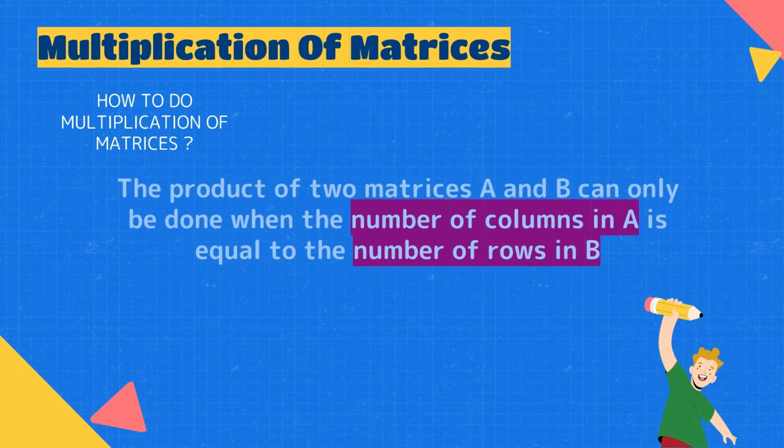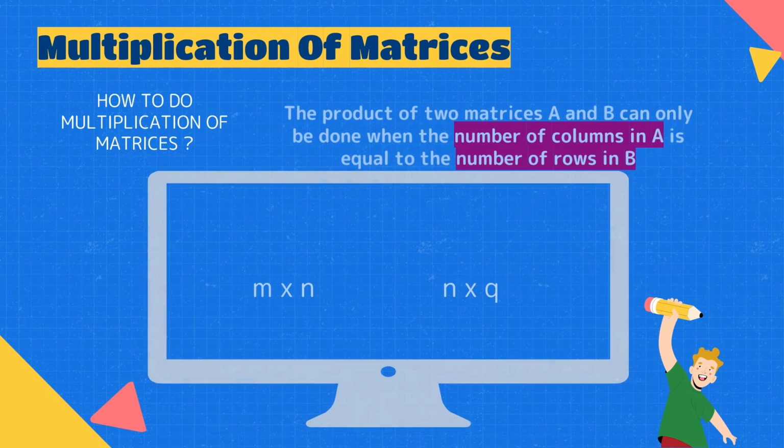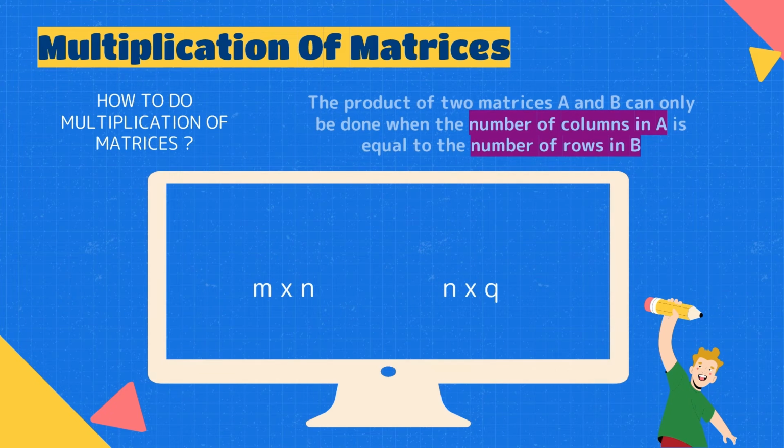Look at this. These are 2 matrices A and B with order m by n and n by q. As the number of columns of the first matrix and the number of rows in the second matrix are the same, multiplication can be done.